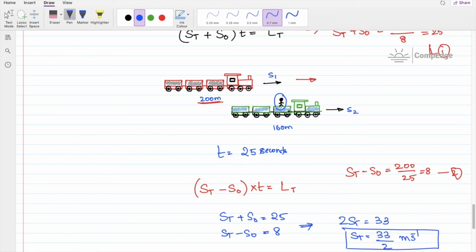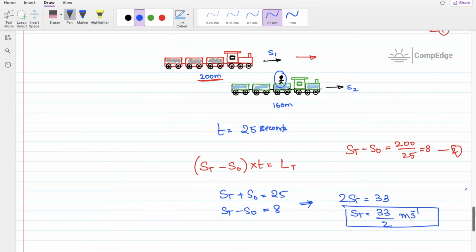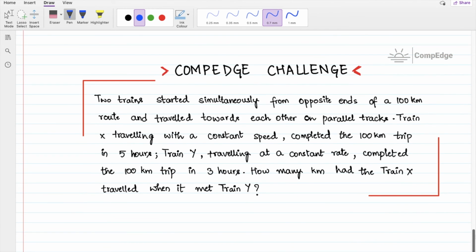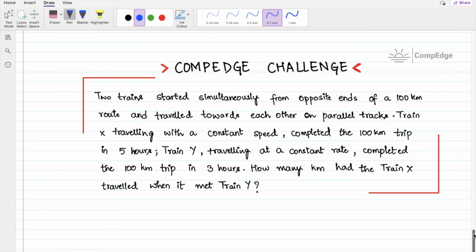So that is the end of the class today. Now at the end of the class, as we do in every class, this is the CompEdge challenge of this particular class. Please try to answer this question in the comment section using the concept that we have discussed in this class and also in the previous classes.